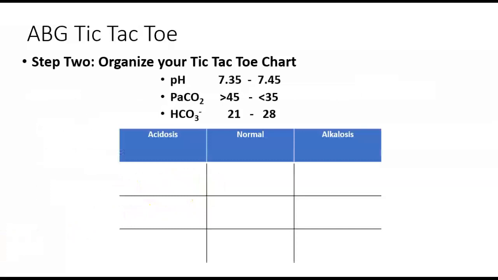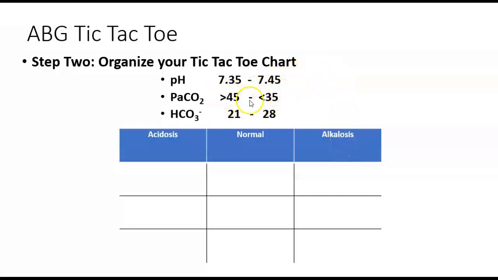Step 2, you want to set up your tic-tac-toe chart. So one column is acidosis, one column is normal, and one column is alkalosis. I like to write at the top of every chart my normal values, and I arrange the carbon dioxide in sort of an odd way here. So let's look at this. Our pH is 7.35 to 7.45. I know if I have a pH in between these, it's in my normal value. If it's less than 7.35, it would be in my acidosis. If it's greater than 7.45, it'd be over here in alkalosis.